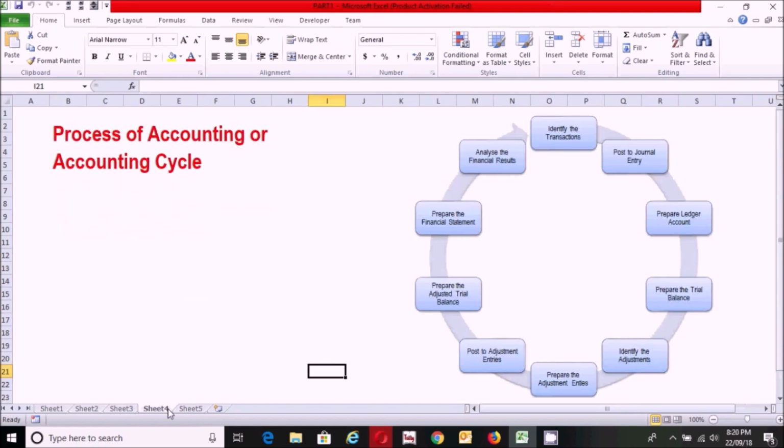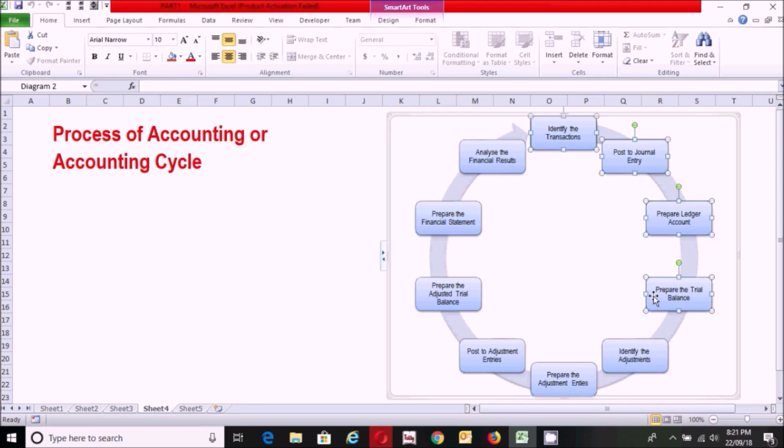This image represents the process of the accounting cycle. The first one is identifying the transaction. Second, post to journal entry. Third, prepare ledger account. Fourth, prepare the trial balance. Fifth, identifying the adjustments. Sixth, prepare the adjustment entries. Seventh, post the adjustment entries. Then prepare the adjusted trial balance. Eighth, prepare the financial statements. And the ninth is analyze the financial results.